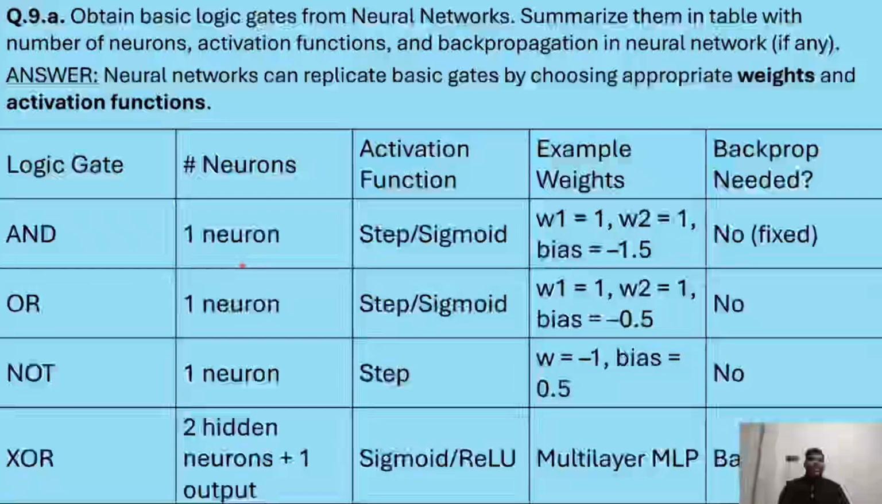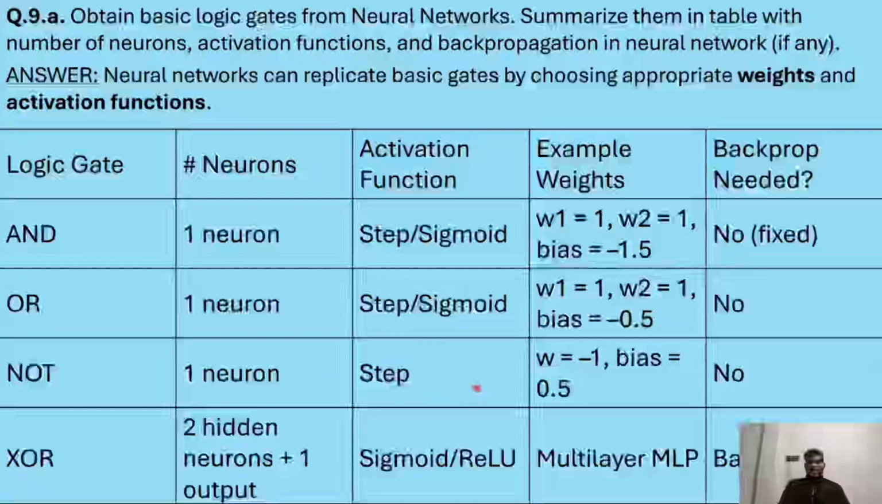The AND gate contains one neuron. Activation function for AND is step or sigmoid. Example weights are W1 equals 1 and W2 equals 1, bias equals minus 1.5, and backprop is not needed, the weights are fixed. The OR gate is one neuron, activation function is step or sigmoid, example weights are W1 equals 1 and W2 equals 1, and bias equals minus 0.5. Backprop is not needed.